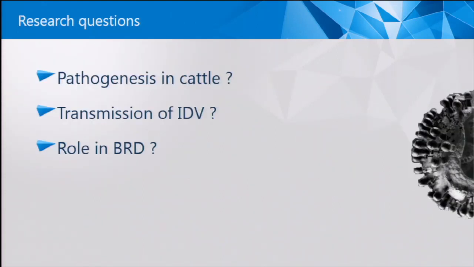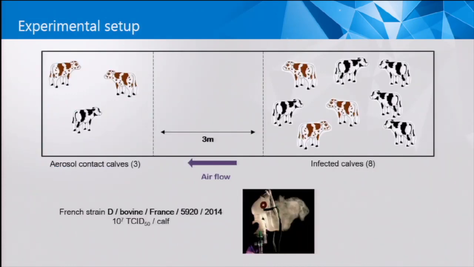So, in most cases of IDV detection, the tropism was mainly respiratory. This respiratory tropism raised many questions, mainly about the pathogenesis of IDV in cattle, its transmission, and its contribution in the bovine respiratory disease. So, in order to answer these questions, we conducted an experimental infection.